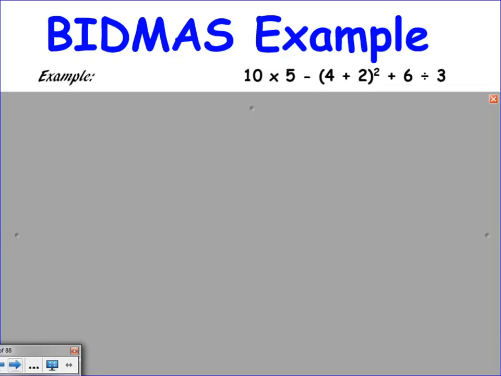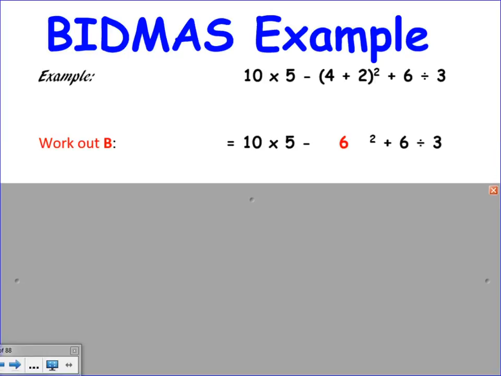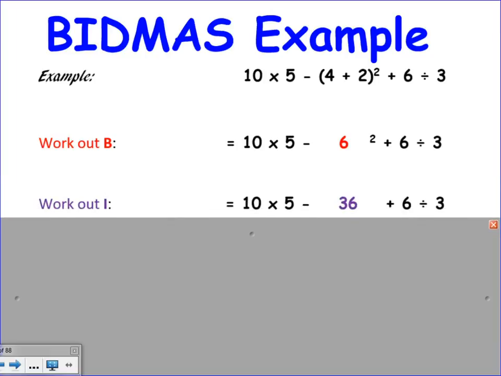Right. Okay, so that's my equation. What am I going to do first? Good. Because the B in BIDMAS is brackets. So it becomes 10 times 5 minus, I've done my brackets, 4 plus 2 becomes 6, squared plus 6 divided by 3. What am I going to do next? The squared. So it's 6 squared, so it becomes 10 times 5 minus 36 plus 6 divided by 3. What's next? What have I got left?